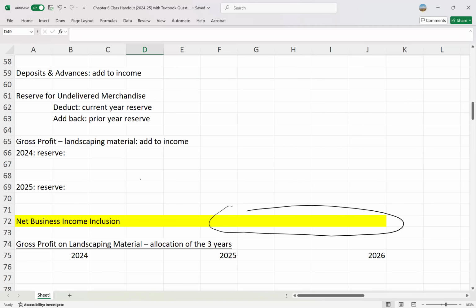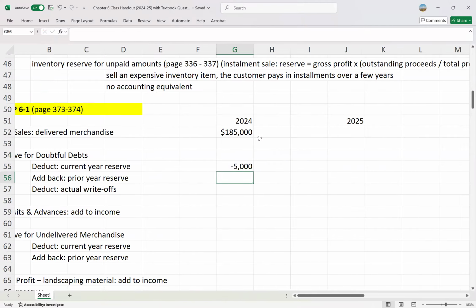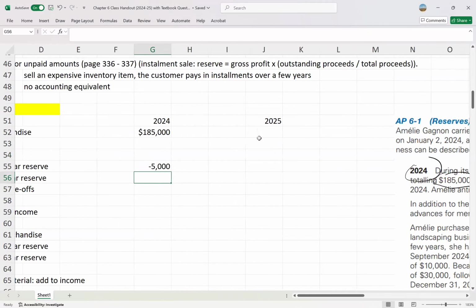And then we get the reserve for doubtful debts. The reserve for doubtful debts basically is, once again, the amount that we anticipate to be uncollectible. So she estimated that 5,000 will be uncollectible. So she's going to get a reserve for $5,000. That's the reserve for doubtful debts. And once again, that would be the same as the bad debts expense on her accounting income statement. And then we move to the next paragraph.